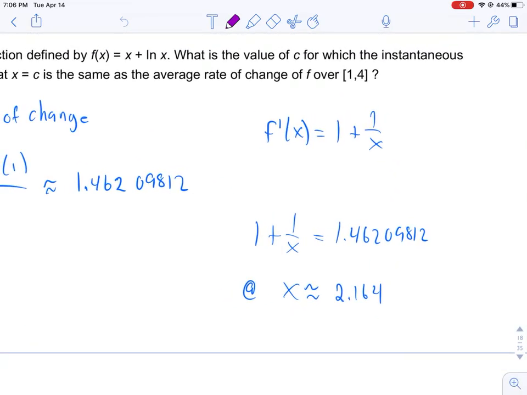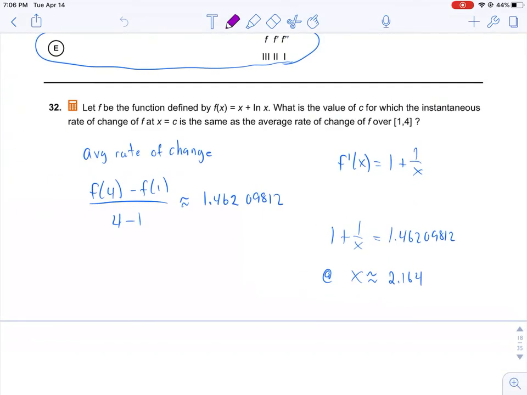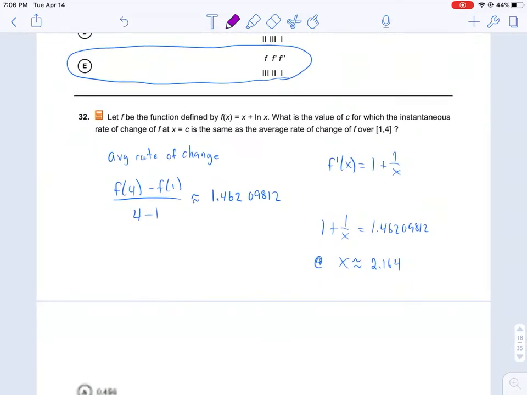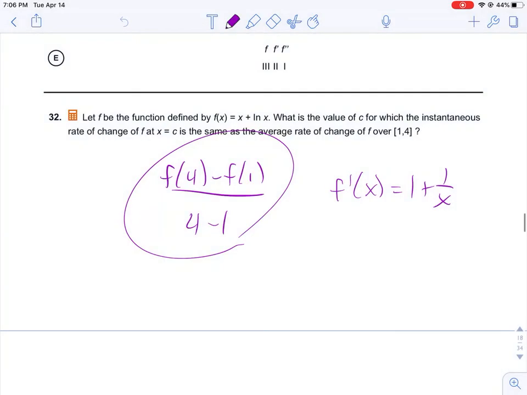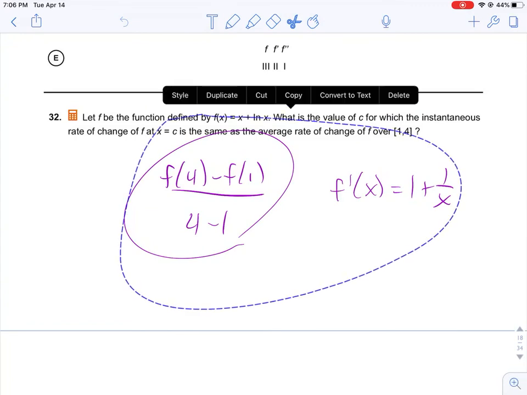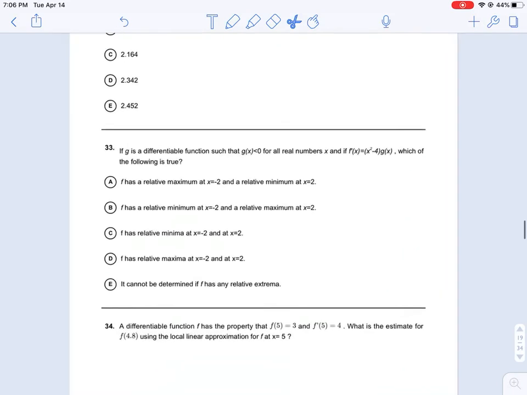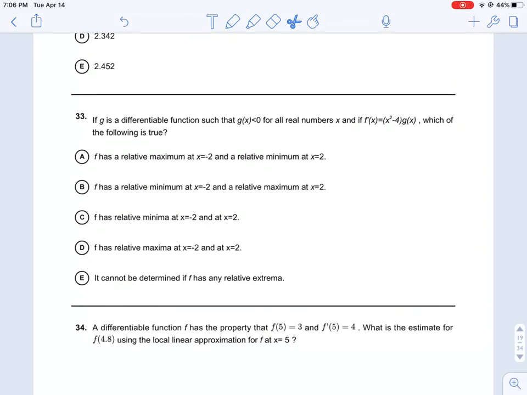So find this numerical value, set it equal to the derivative, and I found that to be, here's my average rate of change value. Notice again how I did not round it, and then I graphed these and found the intersection point and got x equals 2.164. Second time we've seen a question like that, where you want to show that those two things are equal.